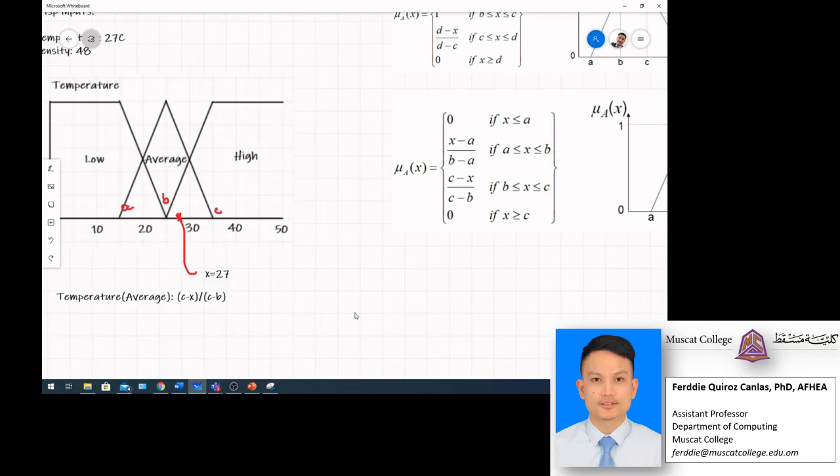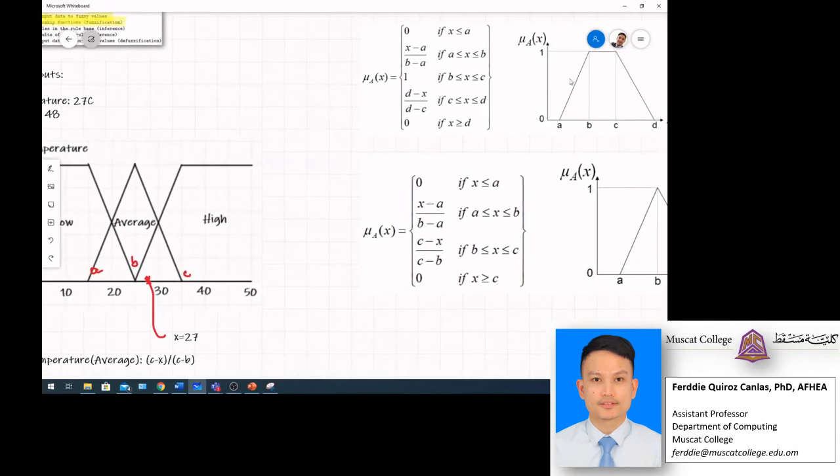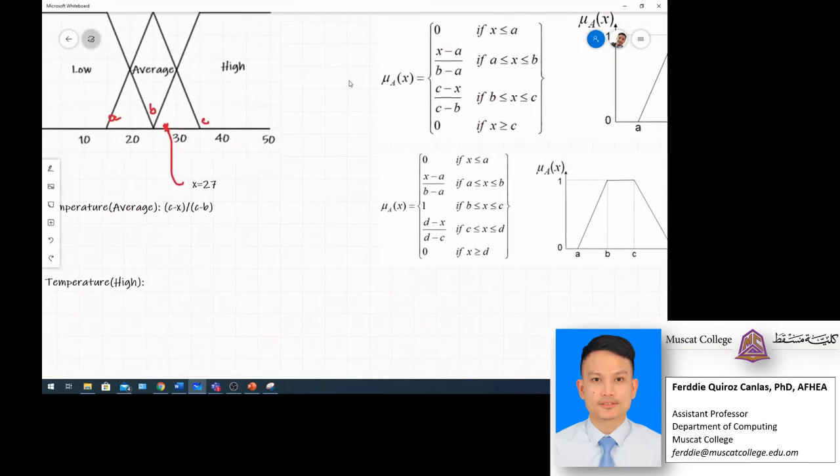Right? So we have another one, which is temperature. We have two. Temperature, which is from which side? Temperature high, right? Let me move it here and we'll do the calculation later. So temperature high is what kind of image? It's a trapezoid, so we have to go with the top one. Right? So we have to use this one, the top one.